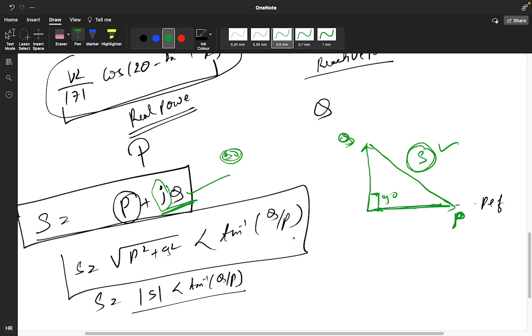And this P plus Q will give you S, right? From P to Q it's added, so that's why I am getting it like this. This is your S, this is your real power, and this is your reactive power. Is this clear? Yeah. Okay.